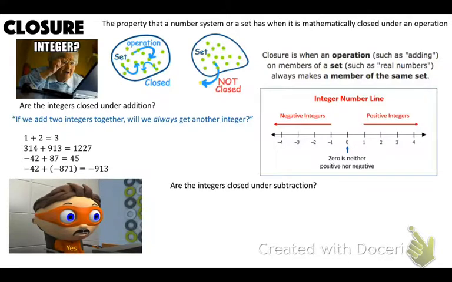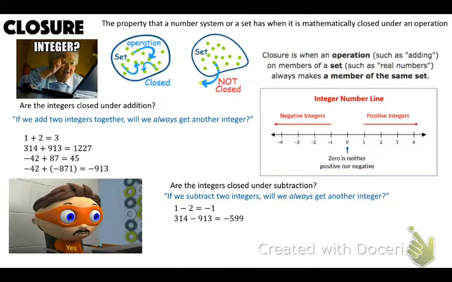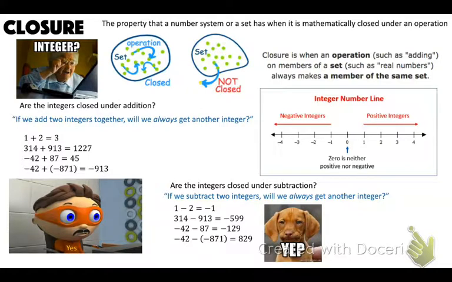What about subtraction? If I had to guess, I'd say yes, but if we subtract two integers, will we always get another integer? Let's just check it. 1 minus 2, -1, yep. 314 minus 913, yep. Two negatives, yep. All of them work. So, yep. Will you always get an integer? Yes. So, are the integers closed under subtraction? Yes. And you could do this with like odd numbers. You could do it with fractions. You could do it with whatever.